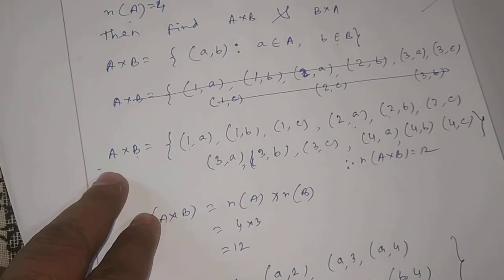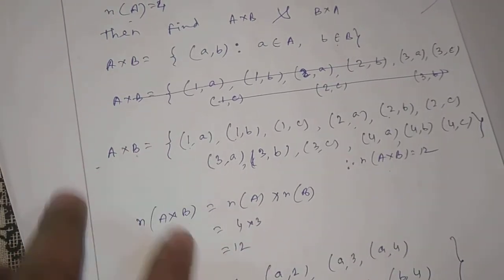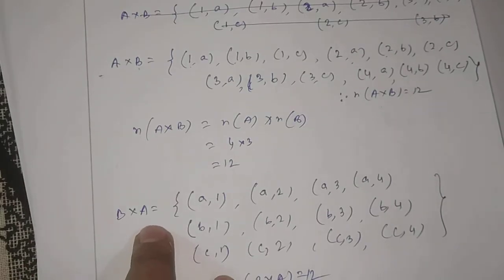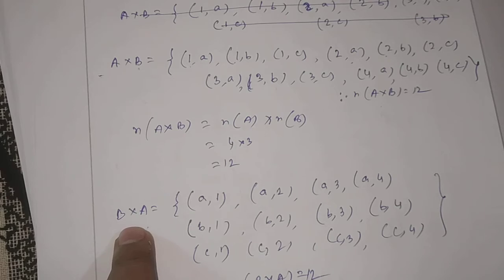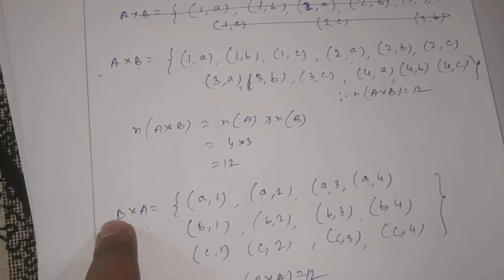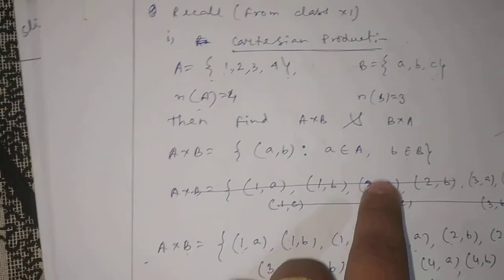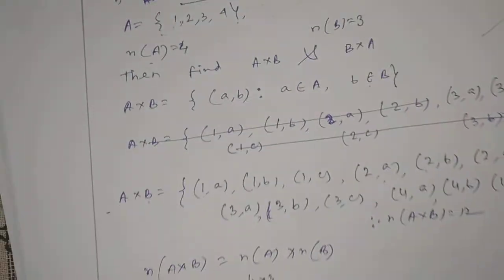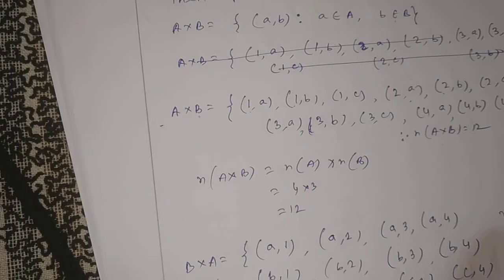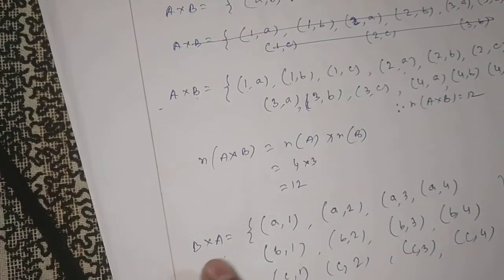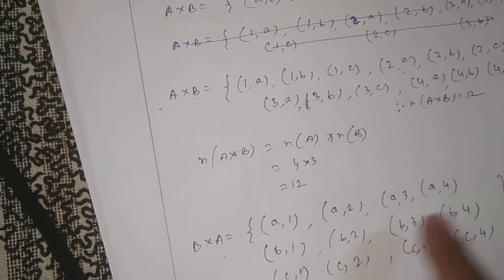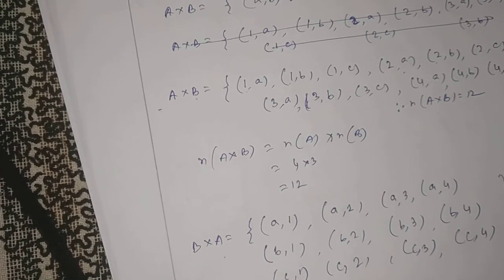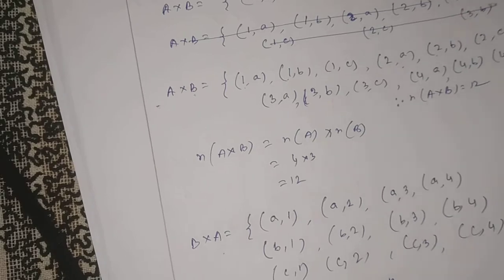So already in the previous step we have made A cross B. Now in the similar manner we have to make the reverse Cartesian product, that is B cross A. When we make B cross A, first we have to write the B set, then the A set. Then in the similar manner we have to make the Cartesian product B cross A.